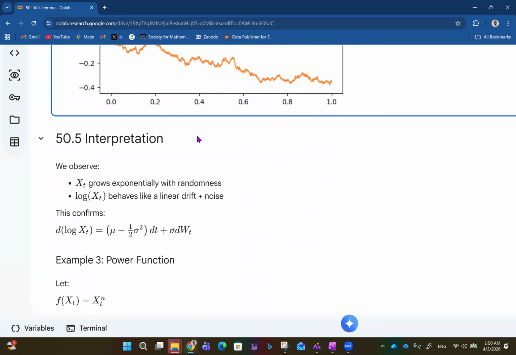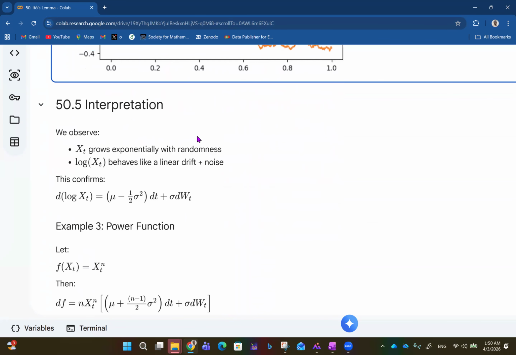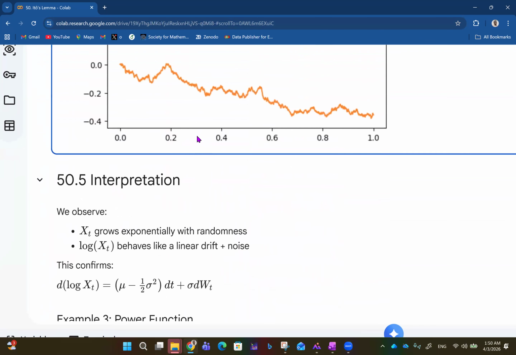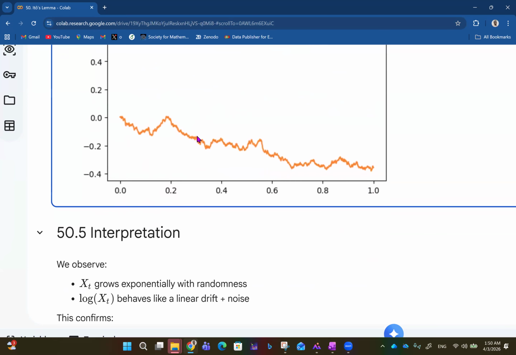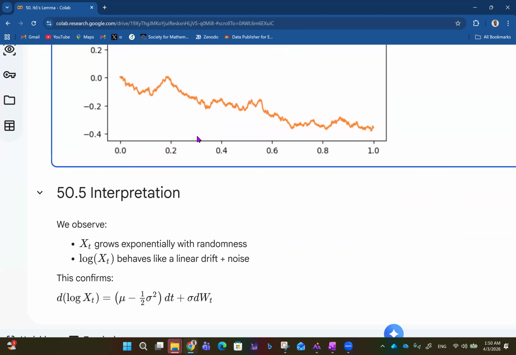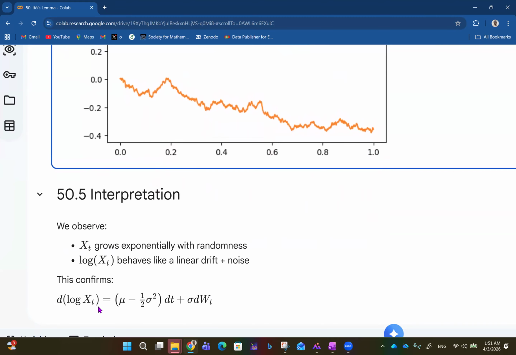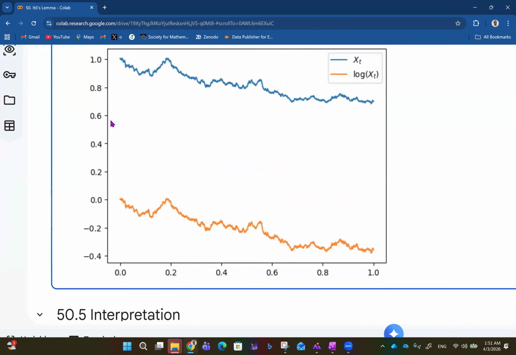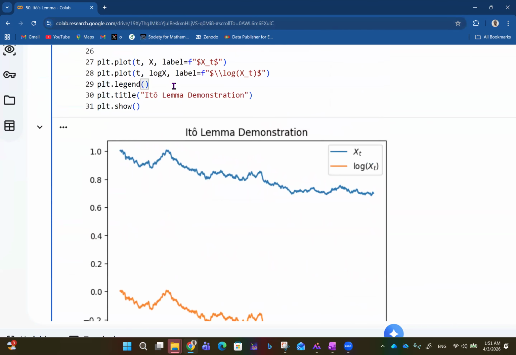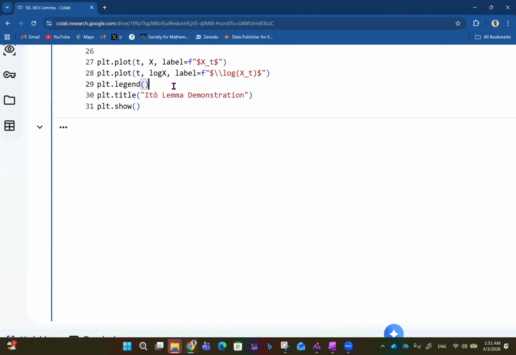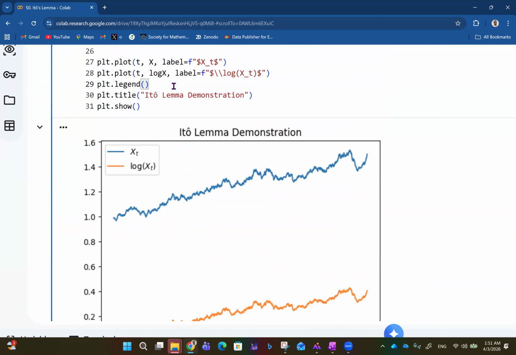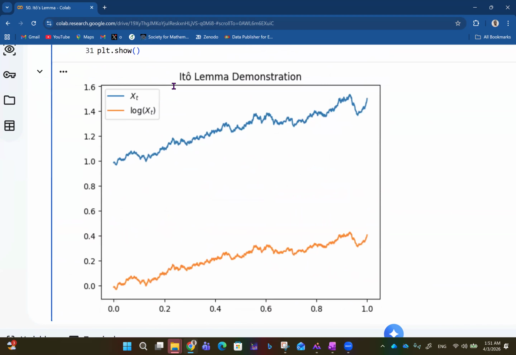Okay, so the interpretation here is that we observe x of t grows exponentially. Like in fact, it's decreasing exponentially here now. Then log x of t behaves like a linear drift plus noise. And this confirms that d of log x of t is mu minus half sigma squared dt plus sigma dWt. But it keeps changing. So in some way, you have that kind of behavior there.